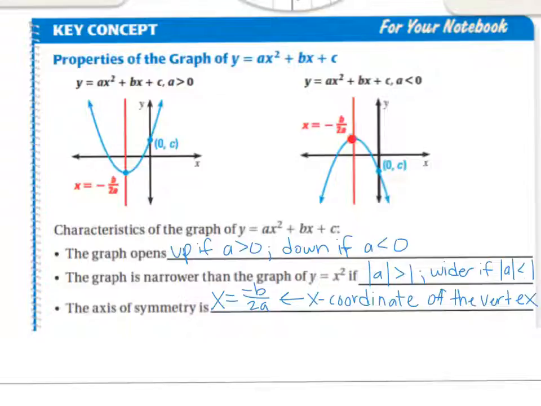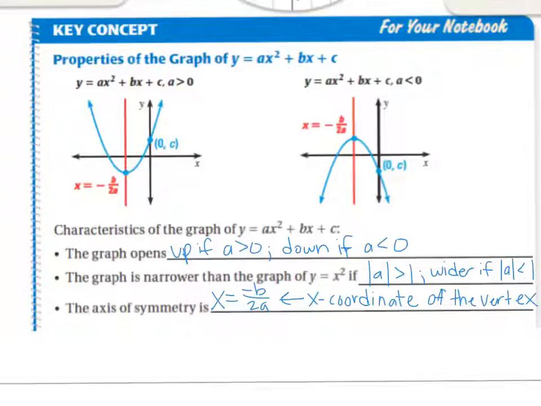That'll give you the x-coordinate of the vertex, so the left to right location of the vertex, and it also tells you the equation of the axis of symmetry. Once you have that, you can just plug it into your equation to find the y value, to find out the y-coordinate of the vertex.